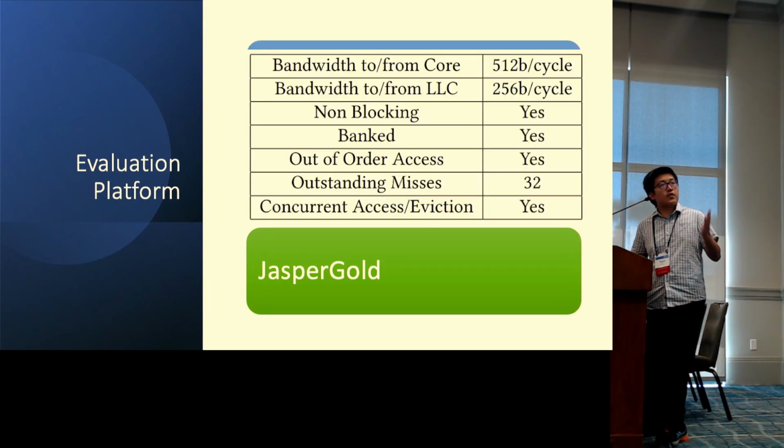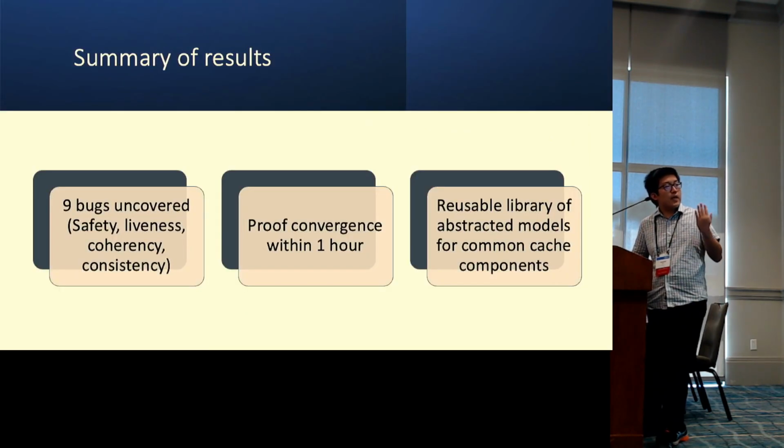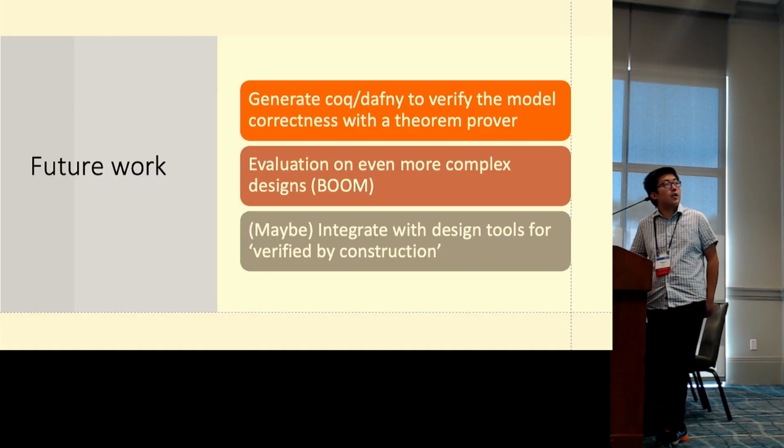And we perform our evaluation on this high performance non-blocking data cache for a superscalar CPU where nothing blocks. Literally nothing blocks until you have 32 misses. And we have uncovered 9 bugs with different things. And our proof actually converges within an hour, and we have a reusable library of abstracted models for common cache performance. And here's some future work, and thank you so much for listening.